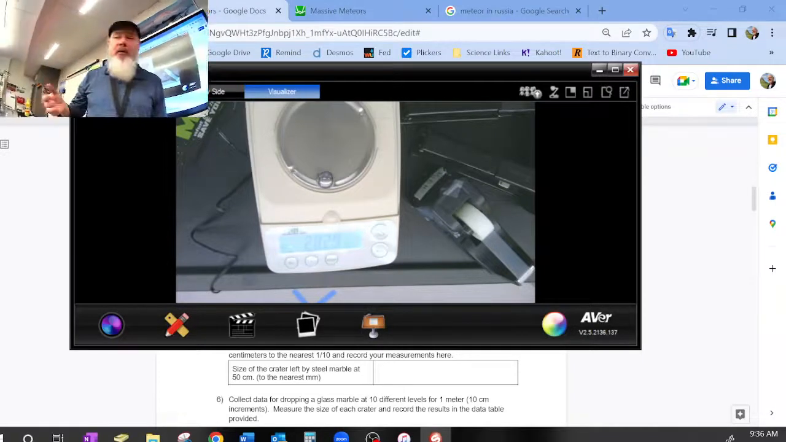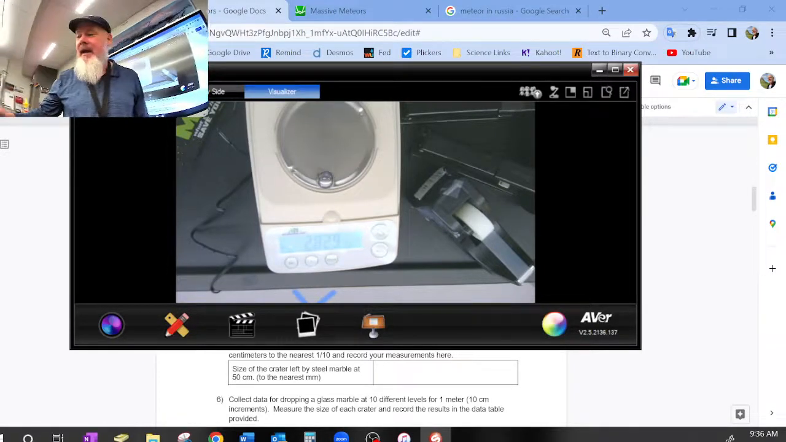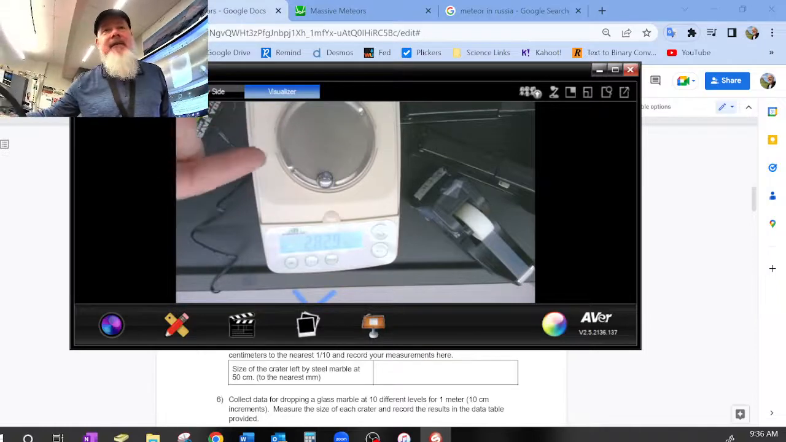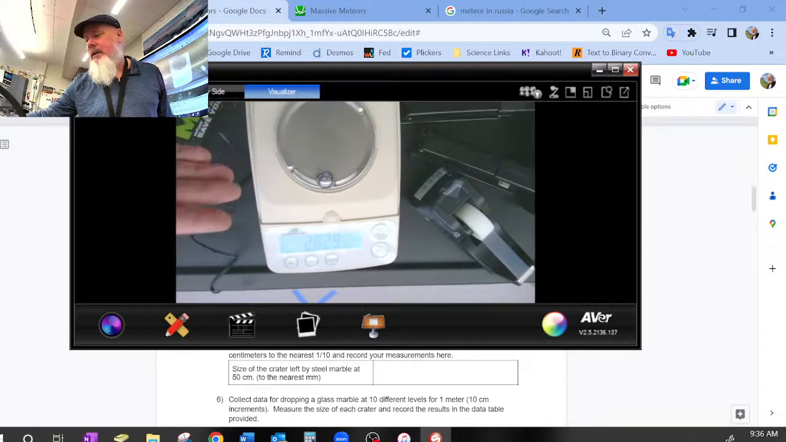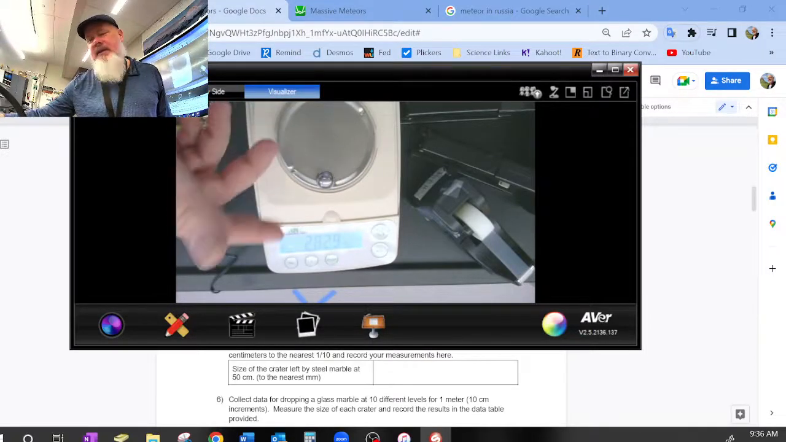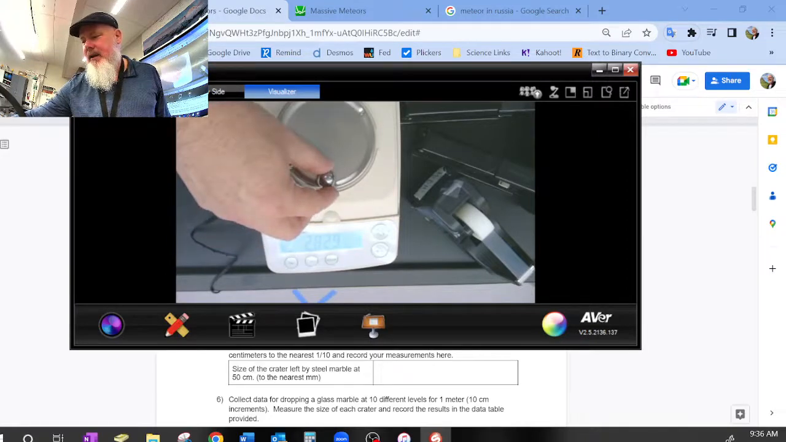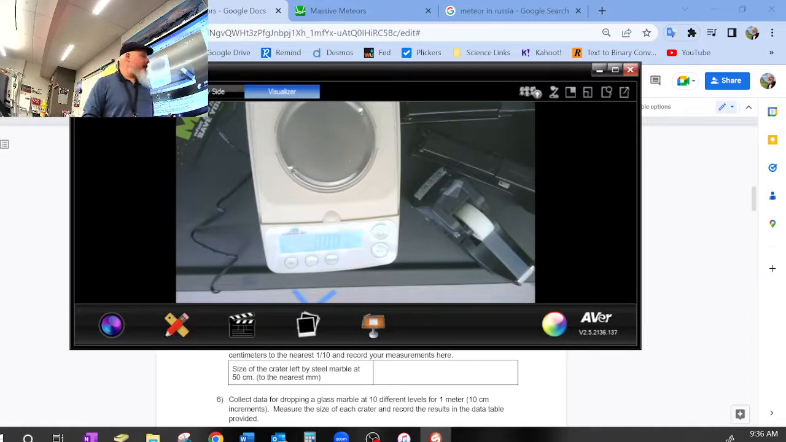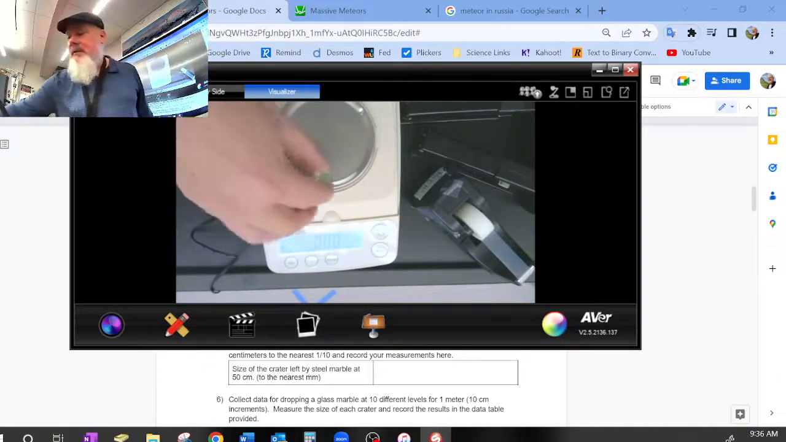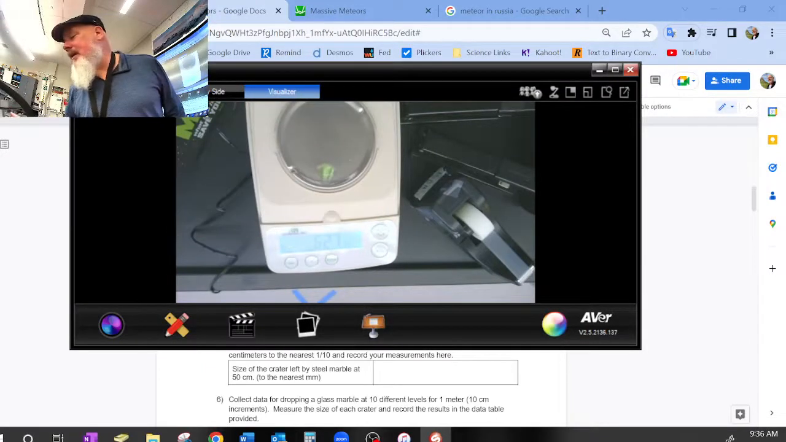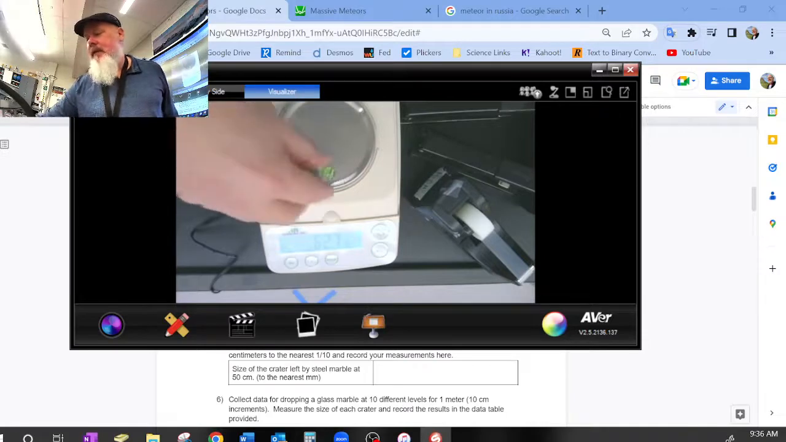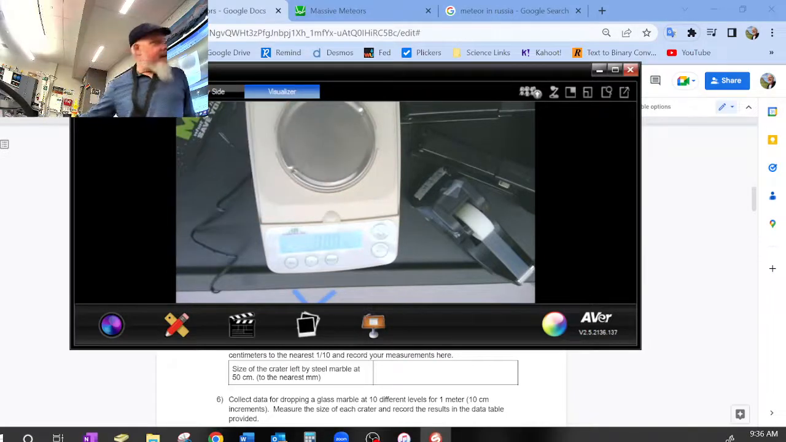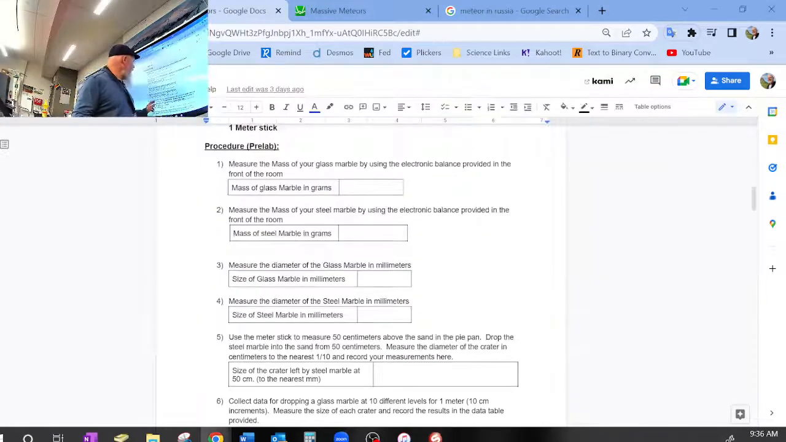Once again, I use that word weight. It's really hard to go from weight to mass. But the mass of this steel marble is 28.29. You can round it off to the nearest tenth and just say 28.3 grams. Okay? Don't use my numbers. You're going to have to use your own numbers. Here's my glass marble. My glass marble is reading 6.27. So that is the mass of your marbles, the steel marble and the glass marble.